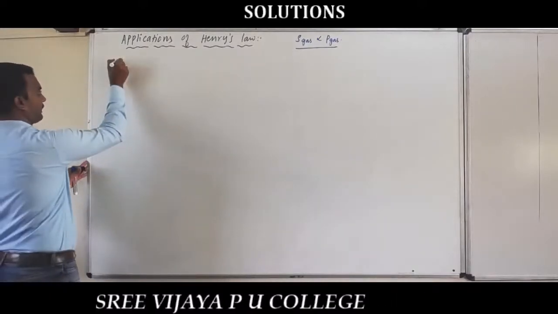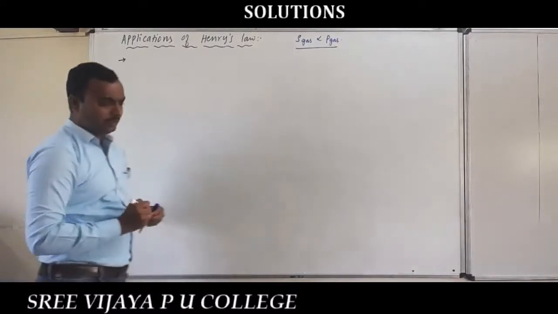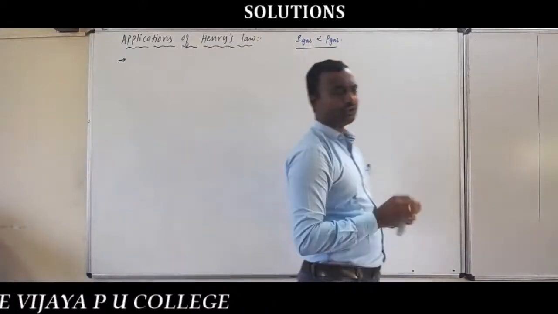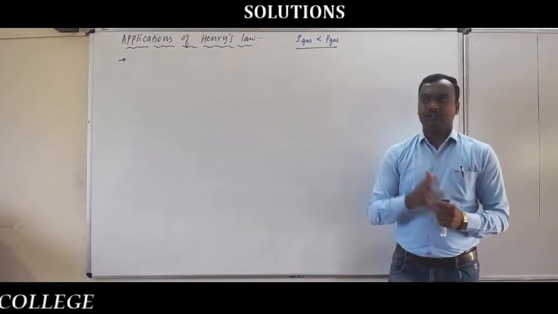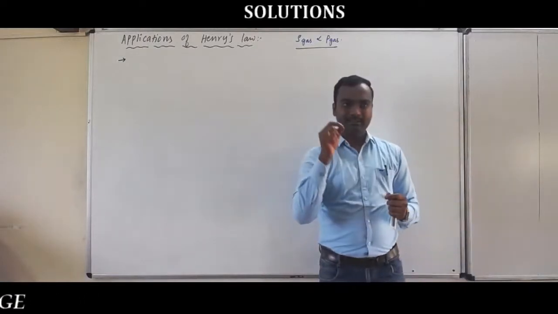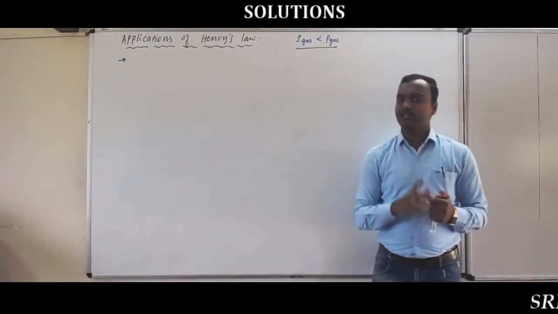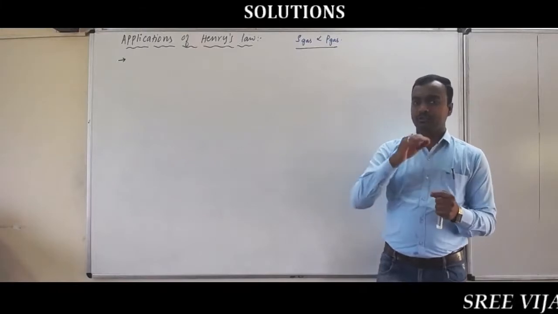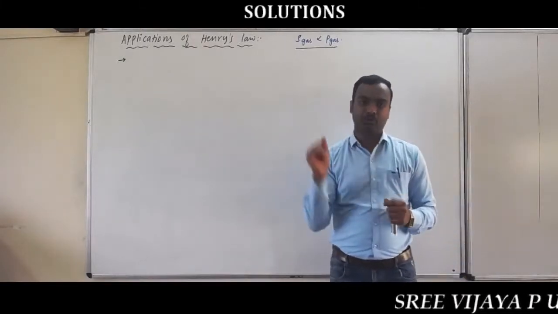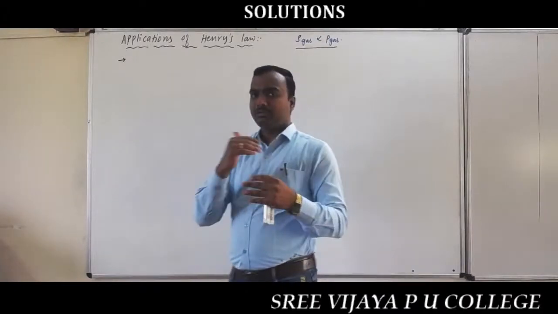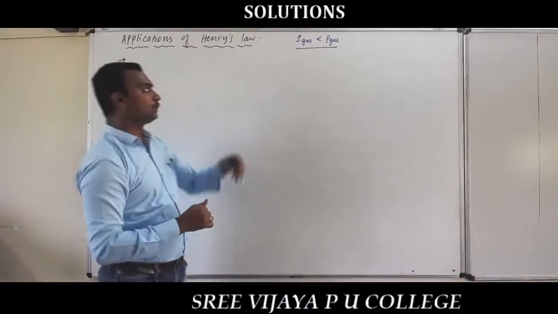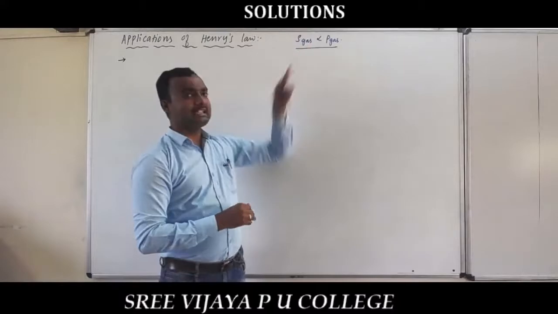So first application. I think you know about soda bottles, soft drinks like Pepsi, Coca-Cola or Sprite. In soft drinks, carbon dioxide is dissolved. At the same time, the bottles are sealed with high pressure. Why sealed with high pressure? Because when the pressure is very high, according to Henry's law, we know that solubility of the gas is very high.